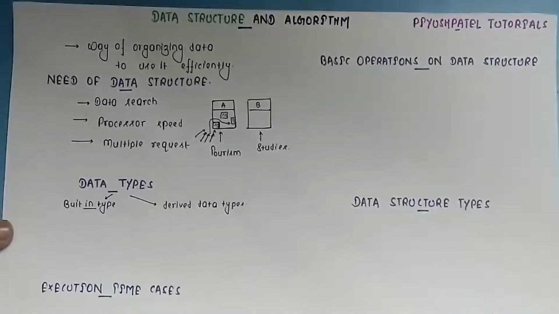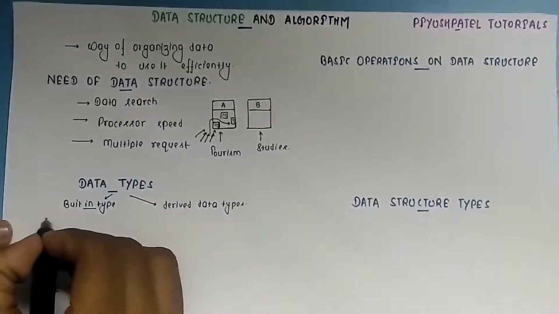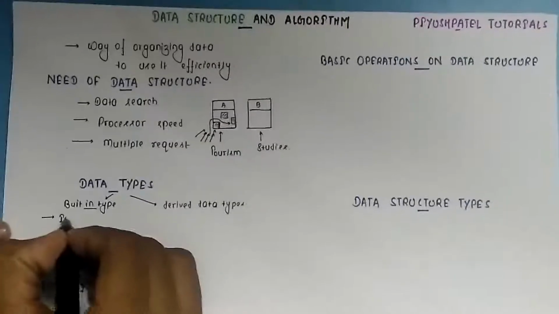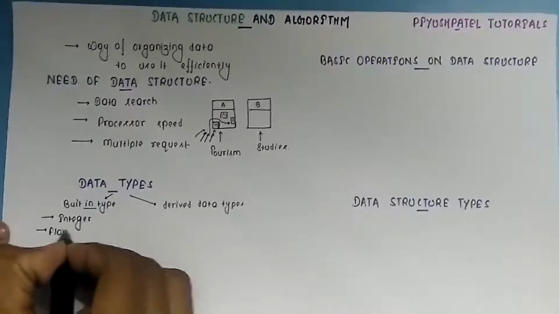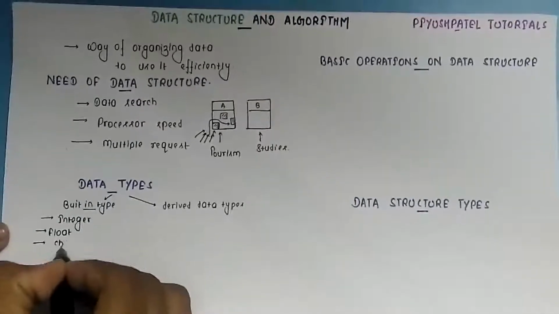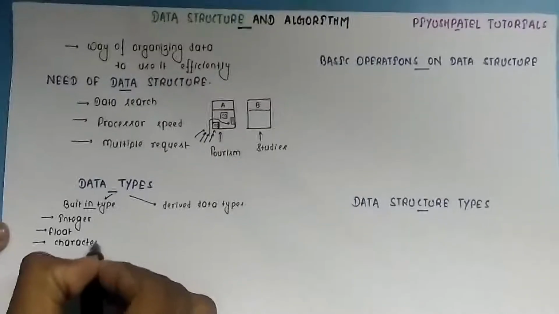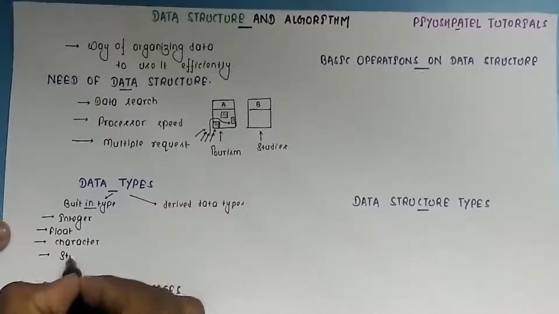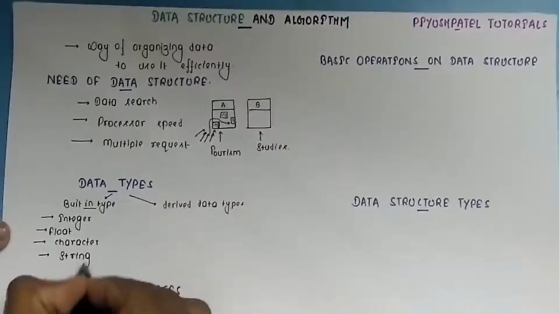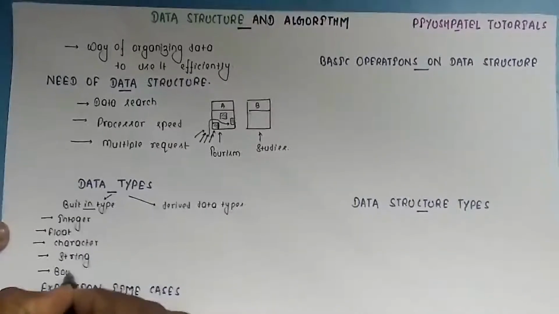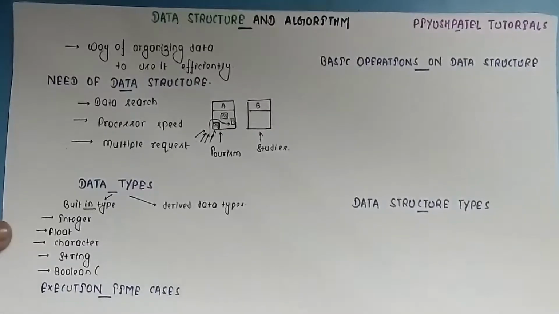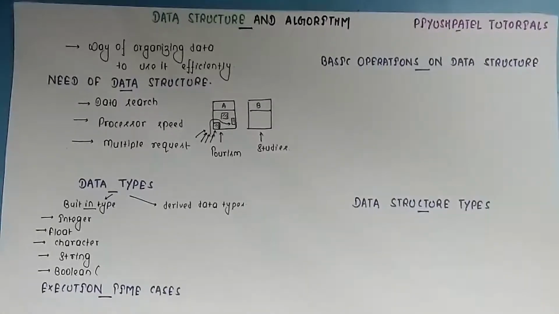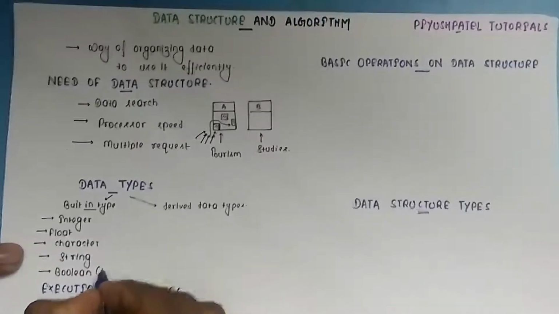They are integer, float, character, and so on. I'm writing it here: integer, float, character, string, and one more, that is Boolean. Actually, Boolean has only two values, true or false. So it can be either true or false.